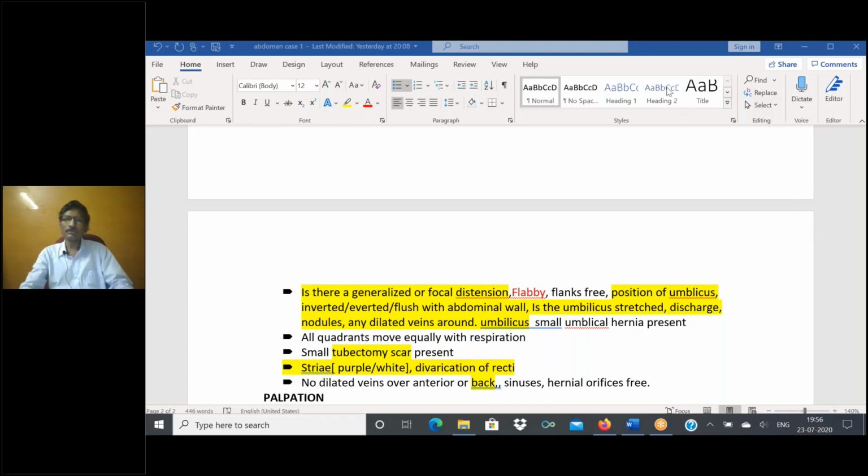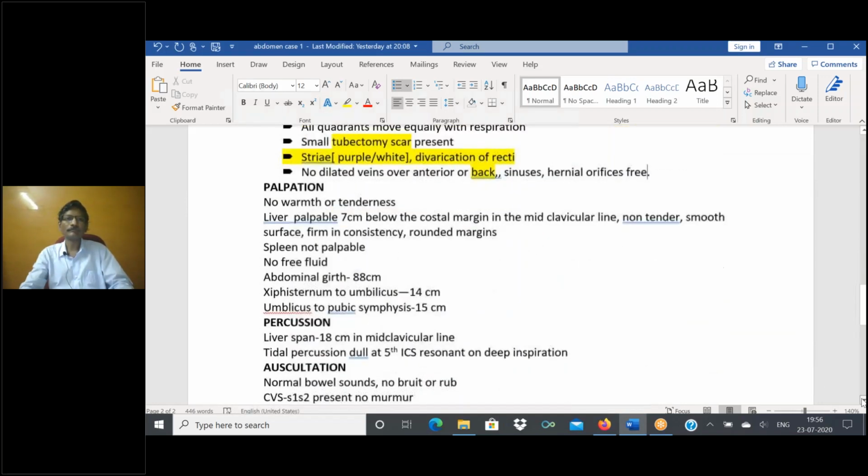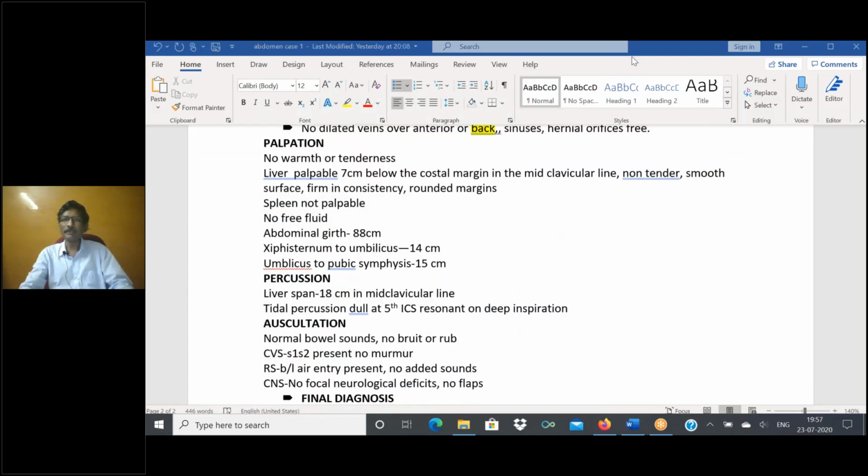Okay, so going to palpation. See, when you palpate the abdomen, what is the first thing you should document? What is the first thing you should document in palpation? It's not warmth or tenderness.